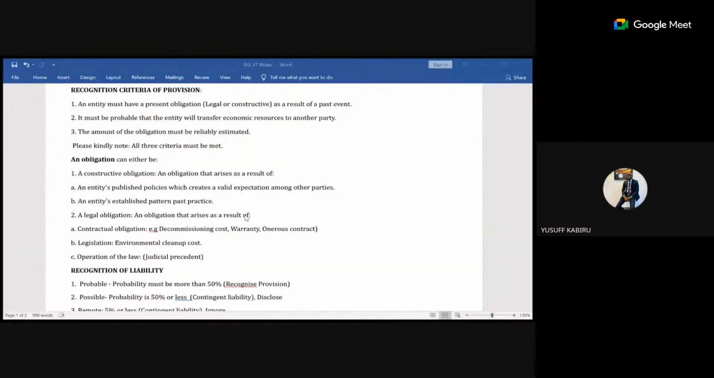Legal obligation arises as a result of law or contractual obligation. Legal is very, very simple. It is an obligation you are going to incur as a result of contracts. An example is decommissioning cost. You have a contract with a person that you are going to restore his assets back to the normal state after the contract. That is decommissioning cost.